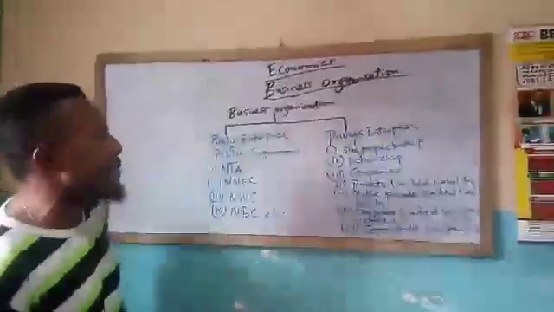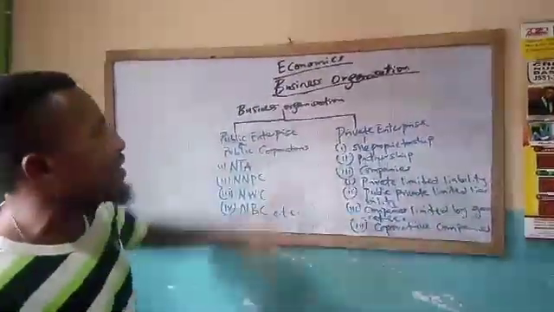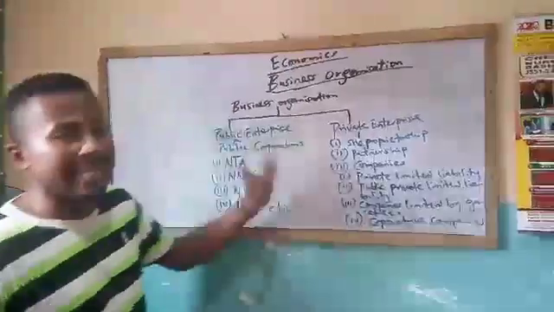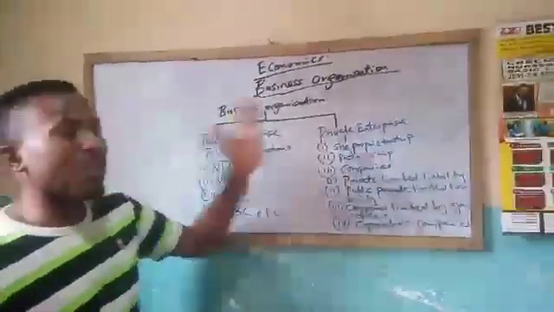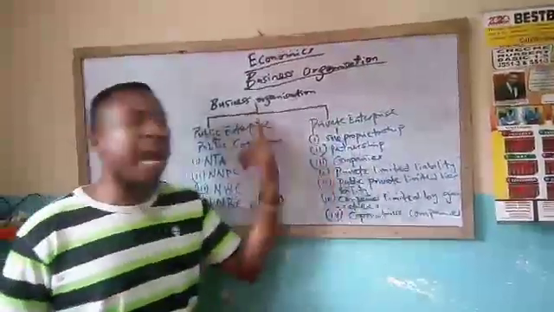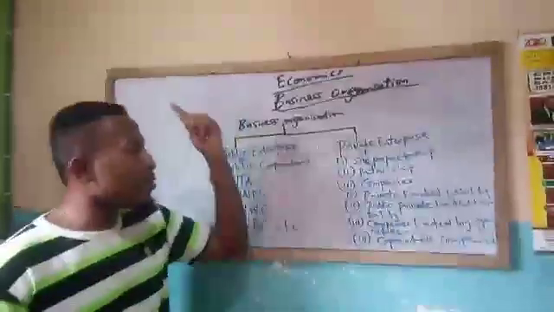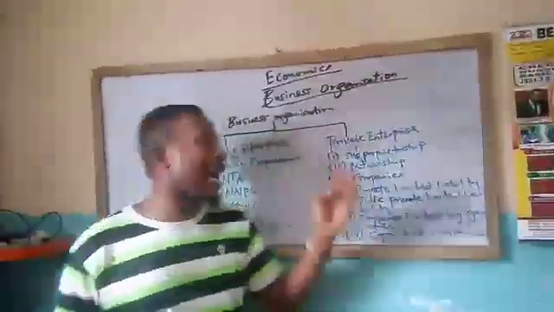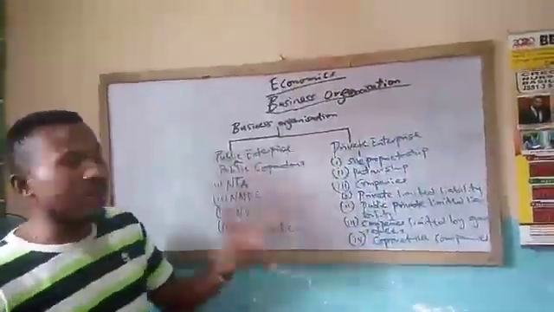Now, examples of private enterprise, they are majorly three. We have the business aspects. The business aspects are the ones that concern business, which are the sole proprietorship and partnership. Then the next one is company. So we have sole proprietorship, partnership, and company. Now let me take it one after the other.